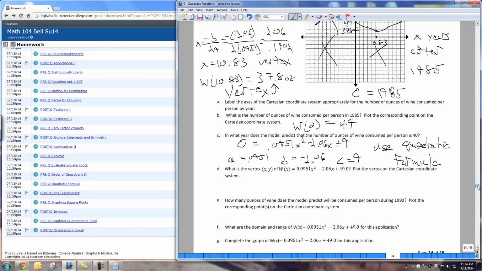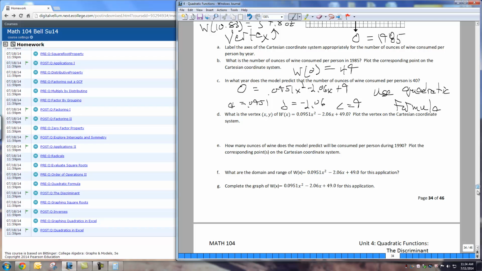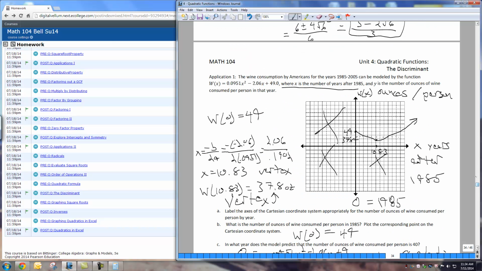Now let's go down here and talk about domain and range. What is the domain of this problem? What values does x assume? Well, it assumes everything from 0, year 0, out to infinity. It never stops. What about the range? Well, the smallest value the range attains happens right there in the vertex. It's 37.8 and it extends out to infinity as you look at this graph.